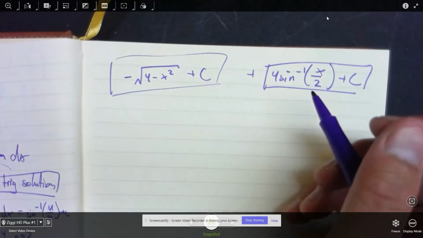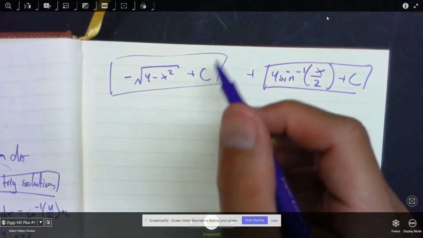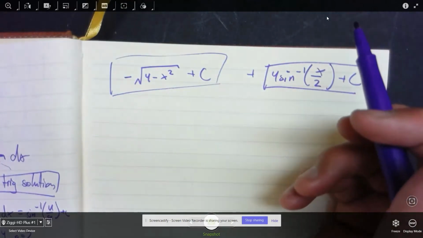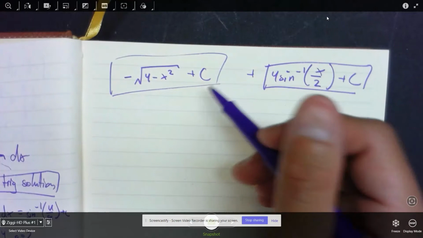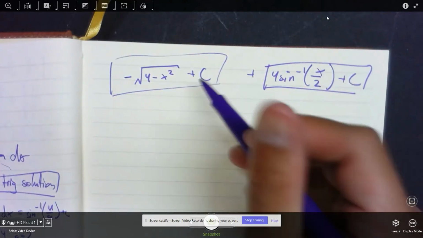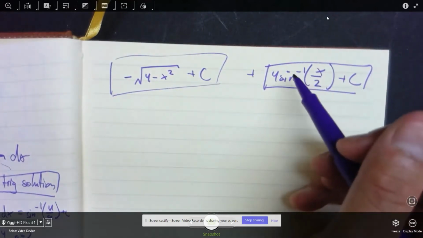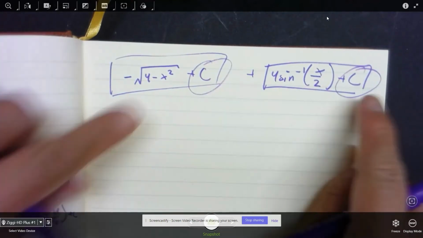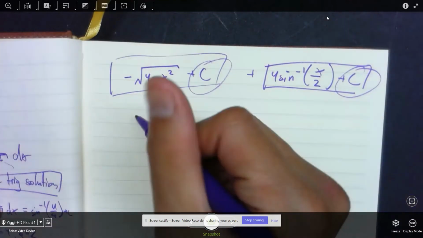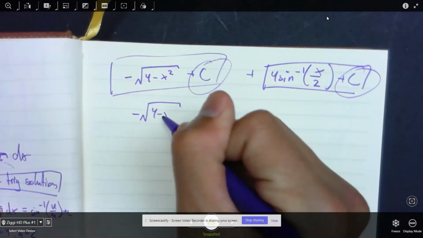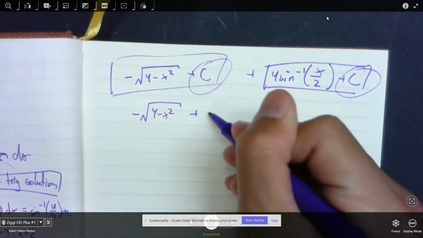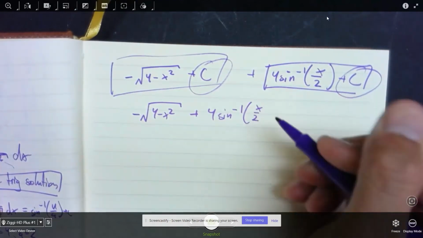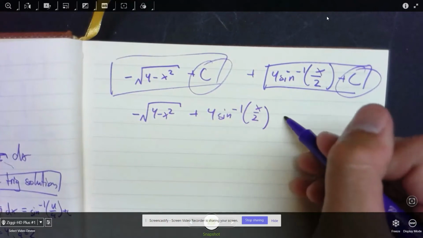Okay, so this looks fine and dandy, but on your exam, I don't think this is a multiple choice problem. This never will be, okay? But I think at the very end, to make this a 5-star quality answer, this C and this C, if you combine like terms, will be like this. It'd be negative square root of 4 minus x squared plus 4 times this inverse sine of x over 2 plus 2c.